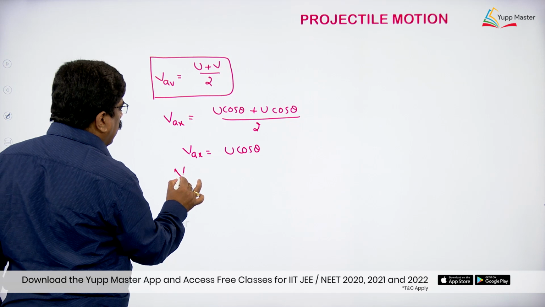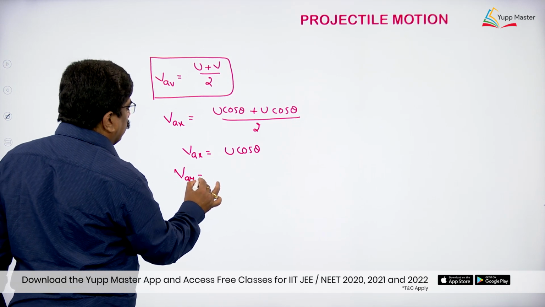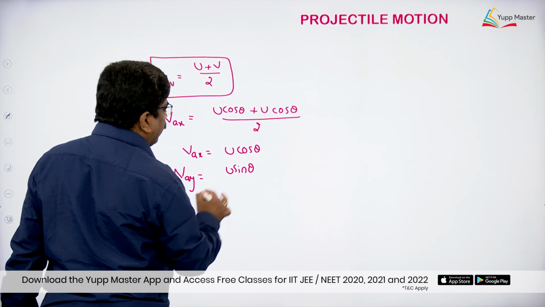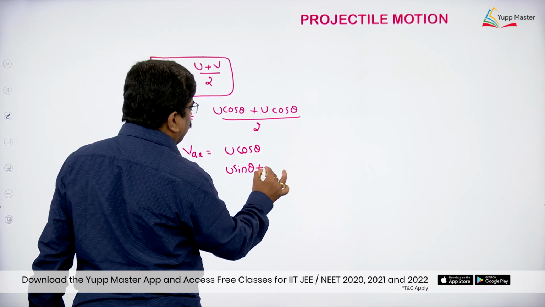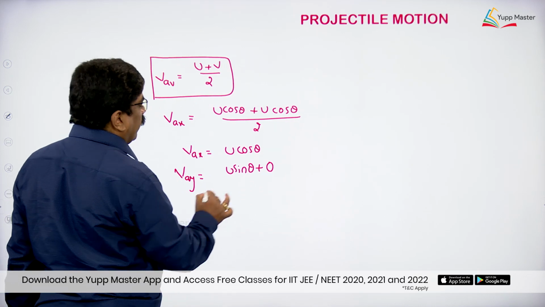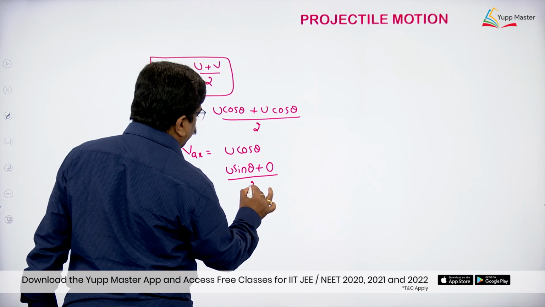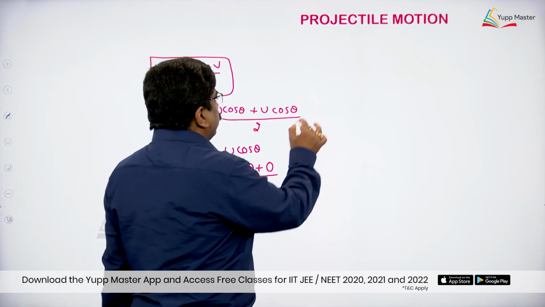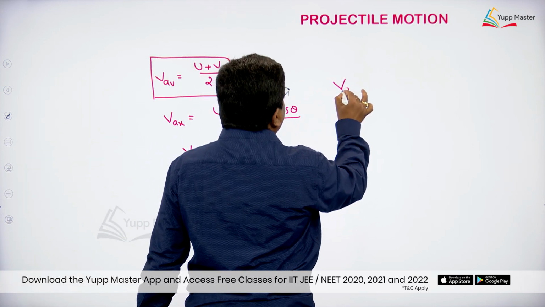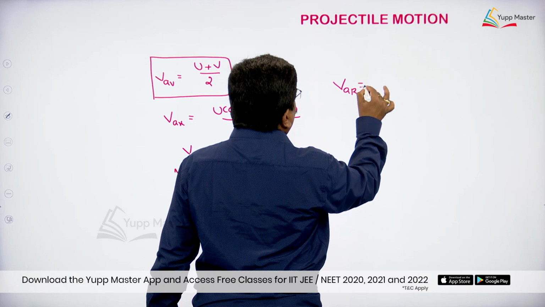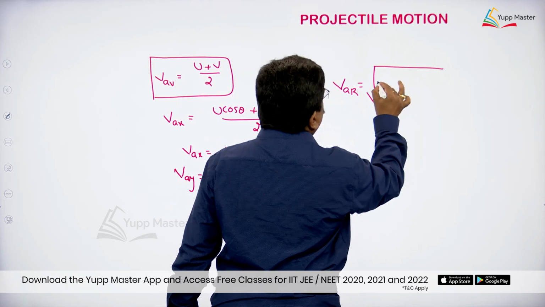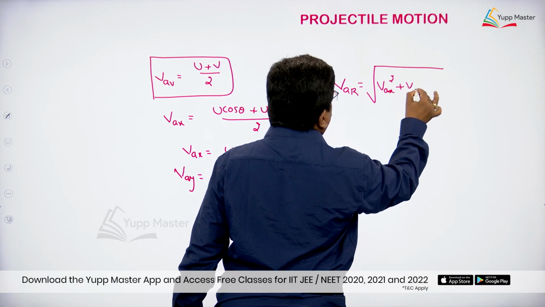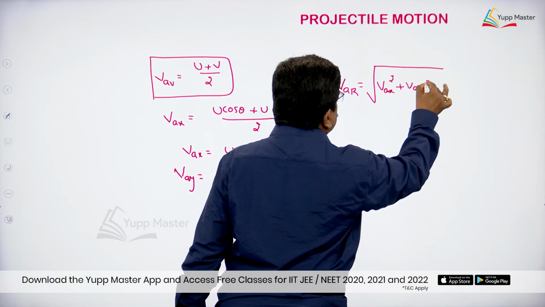Similarly, along the y axis, at the point of projection it is u sin theta, whereas at the maximum height the vertical component of velocity is 0. Therefore, V_avy is (u sin theta plus 0) by 2. Then the resultant average velocity is given by the square root of V_avx squared plus V_avy squared.